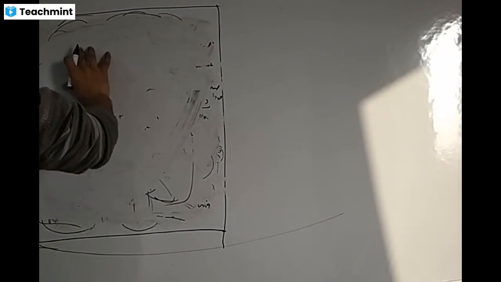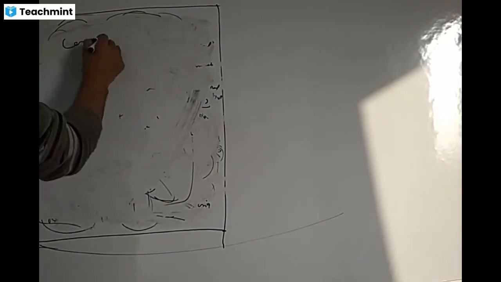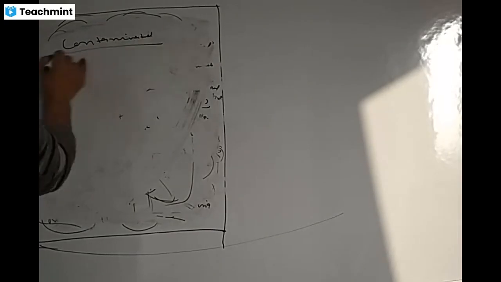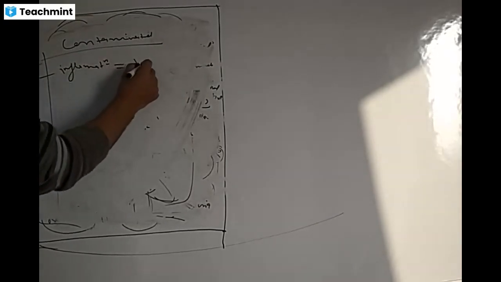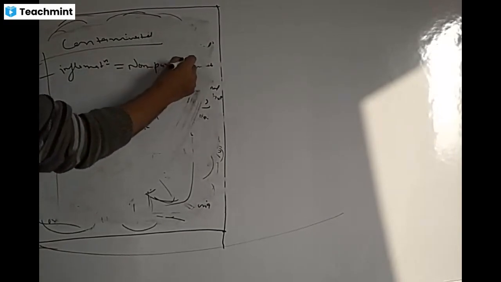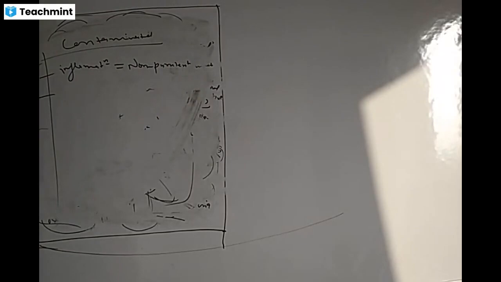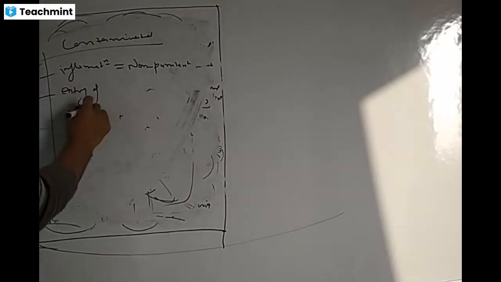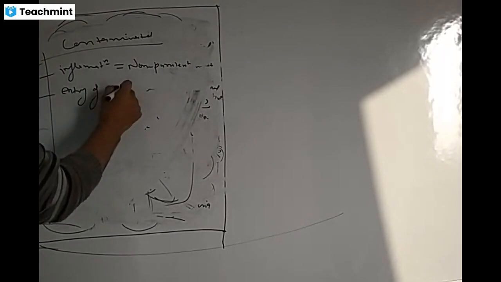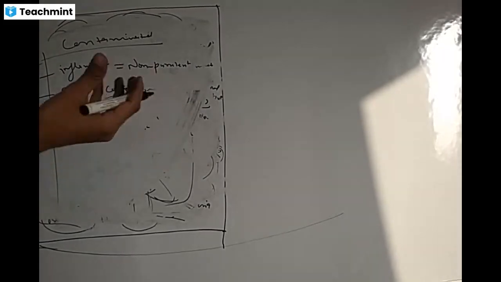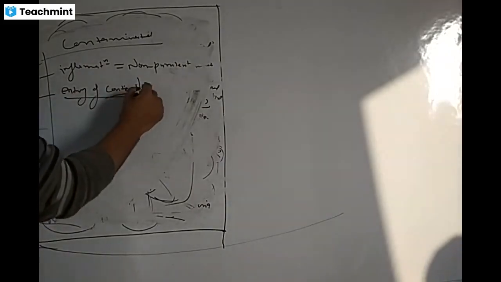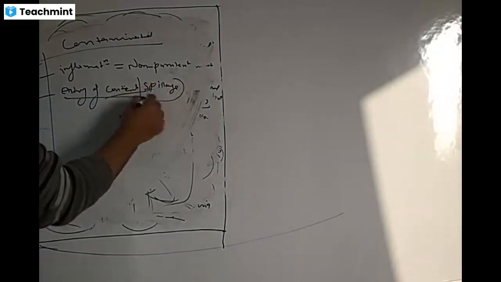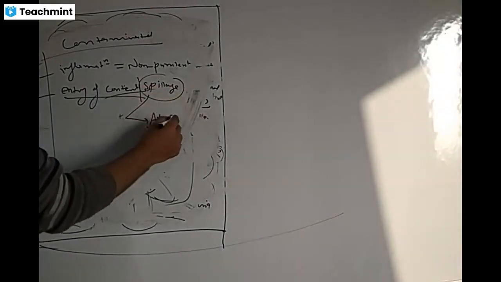So in case of contaminated surgery, what are the characteristics? There may be inflammation present, but that inflammation is usually without pus, non-purulent. There is entry of content, like you are opening the uterus and uterus content enters into the abdominal cavity. So entry of the content or spillage of the content into your abdominal cavity.